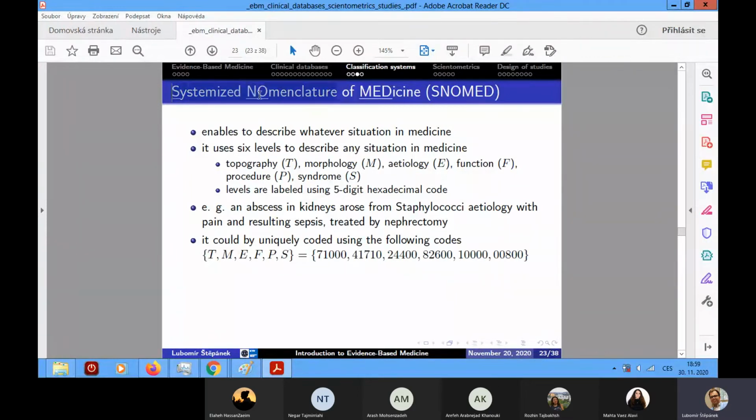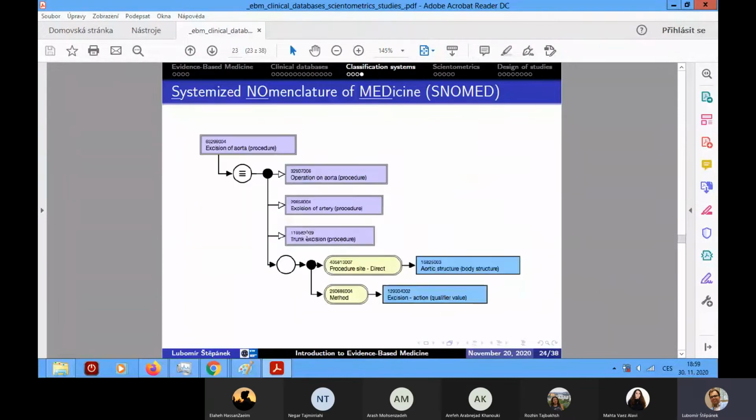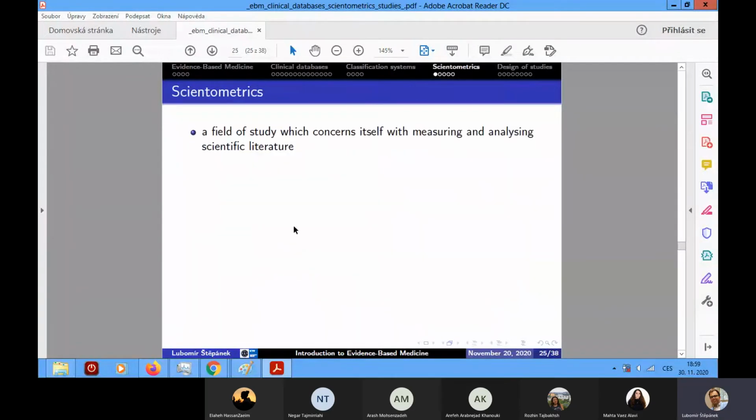SNOMED is an abbreviation for Systemized Nomenclature of Medicine. We can also describe extra aspects with SNOMED, not only etiology or diseases. We can also code the procedure, which is something health insurance companies are interested in, and so on. So it's good to know about SNOMED.